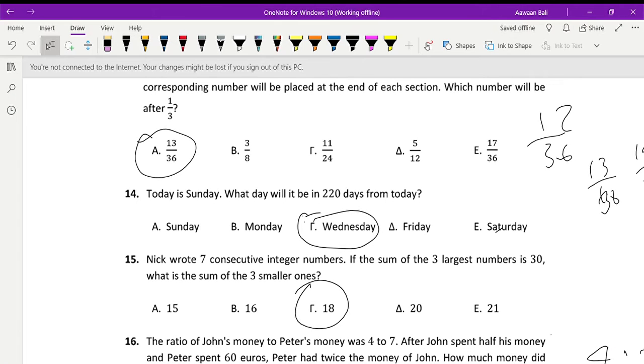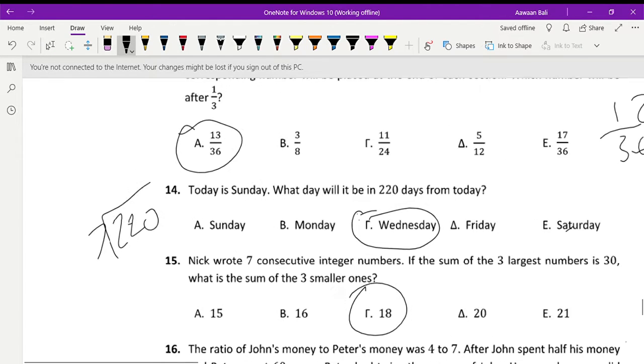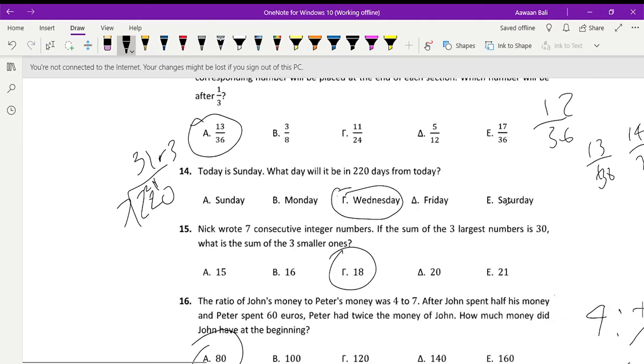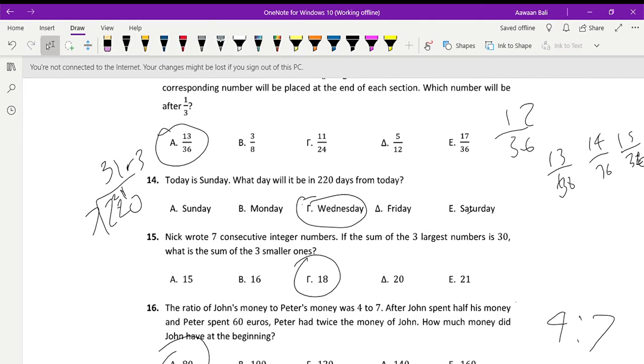Question number 14. Today is Sunday. What day will it be in 220 days from today? Okay, so what we can do is we basically do 220 divided by 7. Let me put the 2 here, 3, 21, 1, 1, and then remainder 3. So basically, after 31 weeks, there's a remaining of 3 days left.